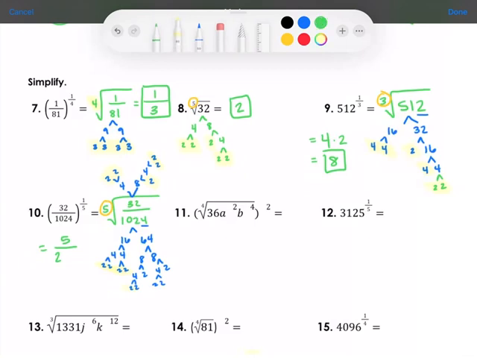It's my first group of 5. And then I have another 1, 2, 3, 4, 5. So I'm going to take out another 2. So I have 5 over 2 times 2.